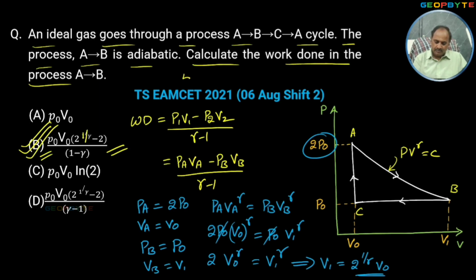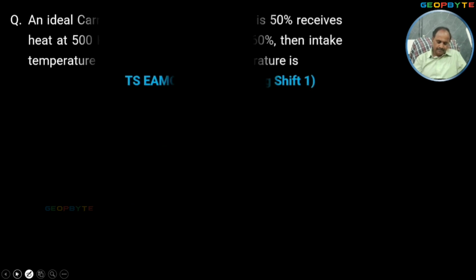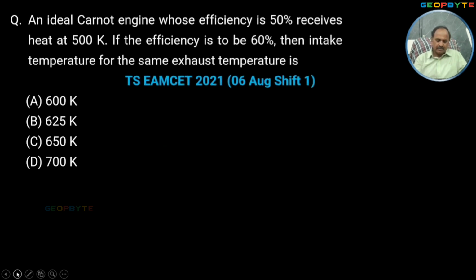It is a very important problem. This kind of problem can be repeated. A 5-star problem means the most expected problem as a repetition problem. Okay. Similarly, look at another important problem.